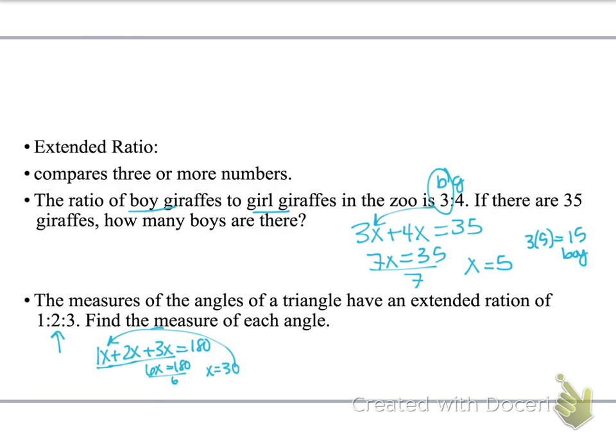And then it says find the measure of each, so I now need to plug it in to all of those. 1 times 30 gets me 30, 2 times 30 gets me 60, 3 times 30 gets me 90, and if I added all of them, it should equal that 180.